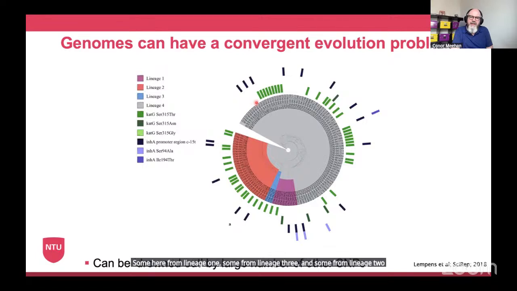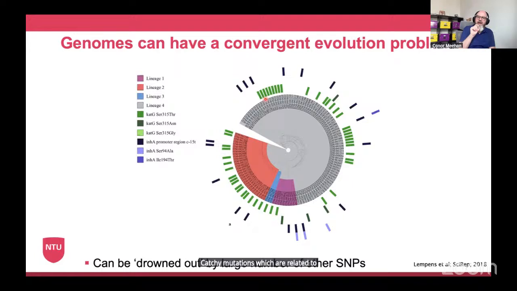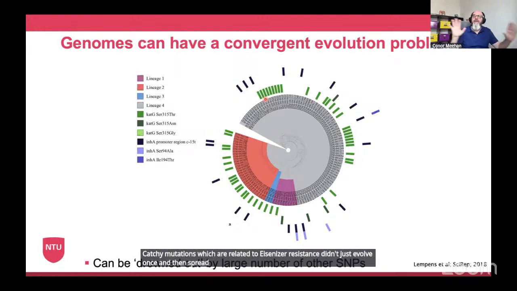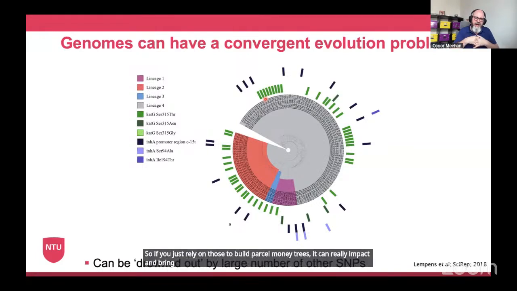And on the outside here, this inner circle is denoting when an isolate has one of these katG mutations. And you can see that it's spread all through the tree. katG mutations, which are related to isoniazid resistance, didn't just evolve once and then spread throughout the population. They evolve independently in multiple different ones. So if you just rely on those to build parsimony trees, it can really impact and bring together isolates incorrectly.